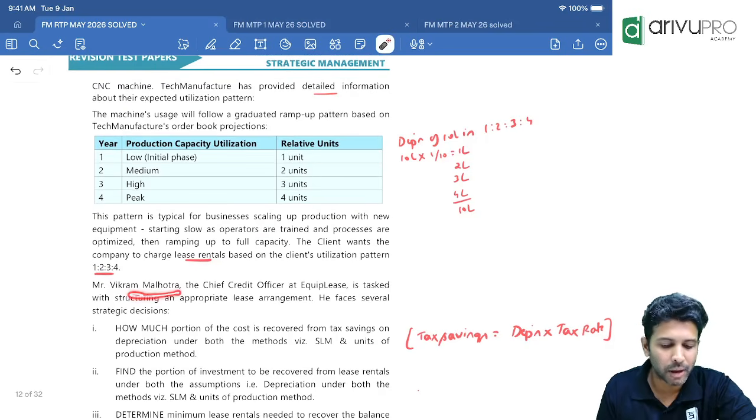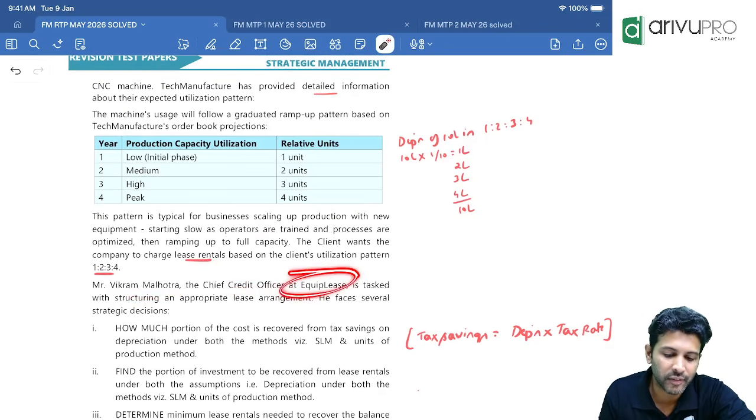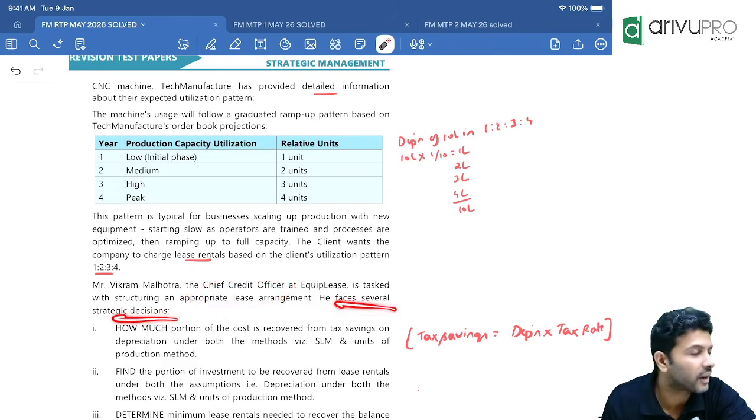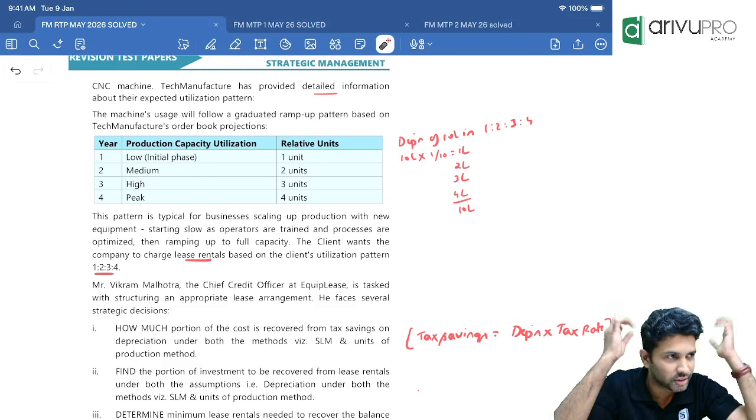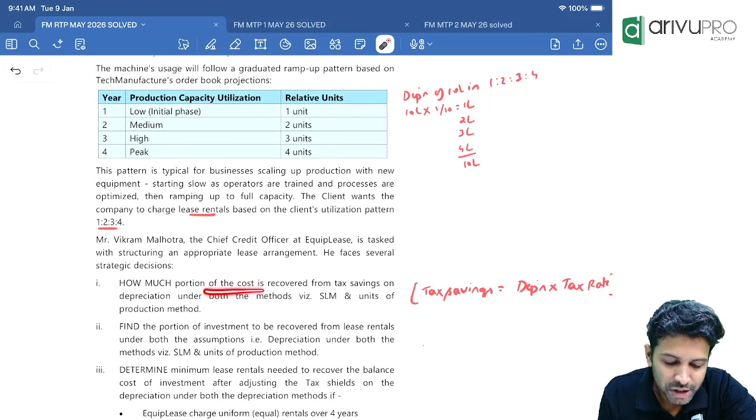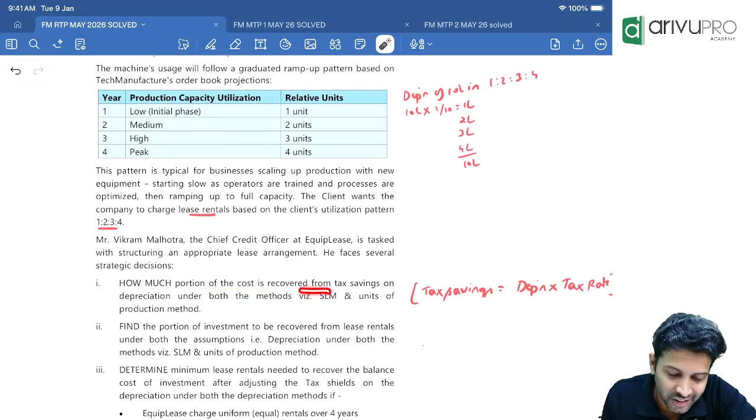Now, Vikram Malhotra, Chief Credit Officer of Equipment Lease, is tasked with structuring an appropriate lease agreement. This officer has to make a lease agreement. He faces several strategic decisions. That means you have to help him in all these decisions. He's cracking his head over this. Help him out. First, check how much portion of the cost is recovered.